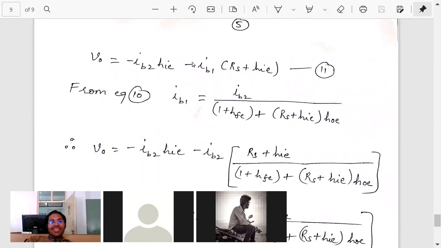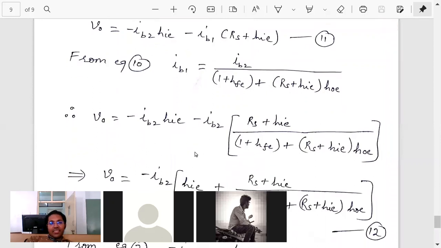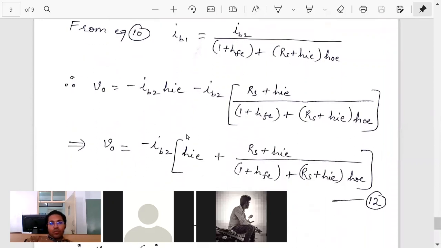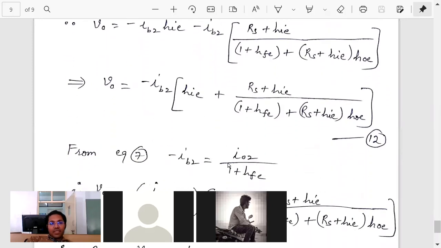Now this IB1 I have to eliminate, means in place of this entire term I am substituting. Remaining this part as it is. So we are getting this. Now I can take IB2 common. V0. Okay, here also IB2, isn't it? So in these two terms, if I take IB2 common, we are getting this expression.